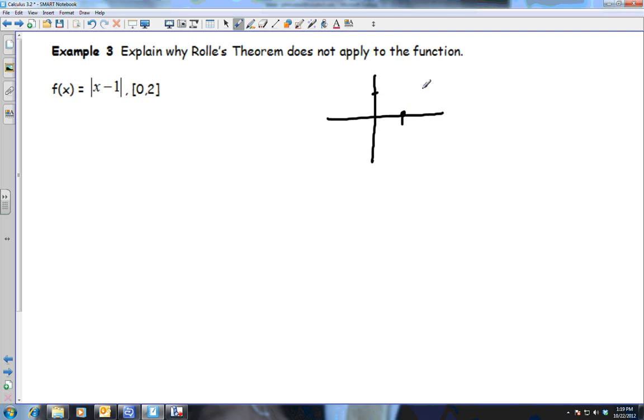I know here's 1. At 0, I have this point. At 1, at 2, I have this point. So here is the graph of, that should be a straight line there, but you get the idea. Absolute value of x minus 1. There's the graph.